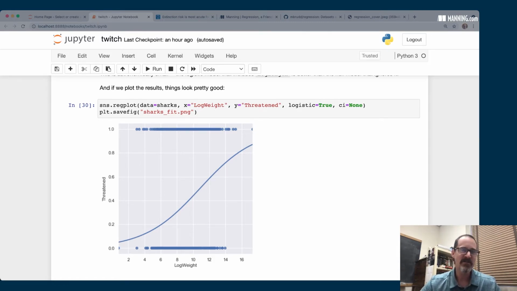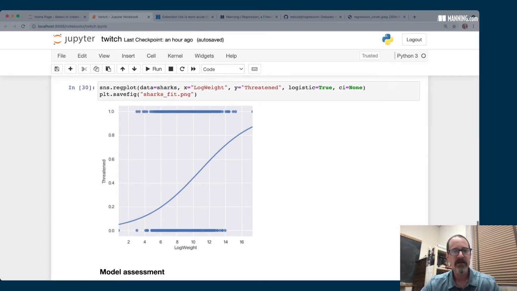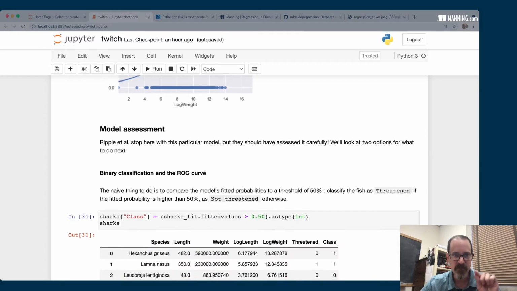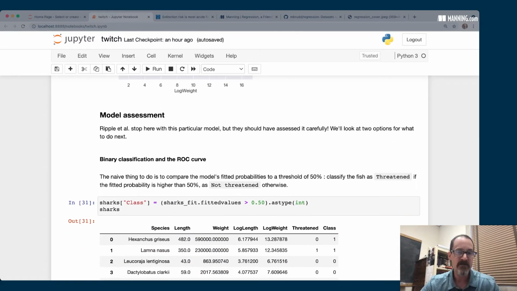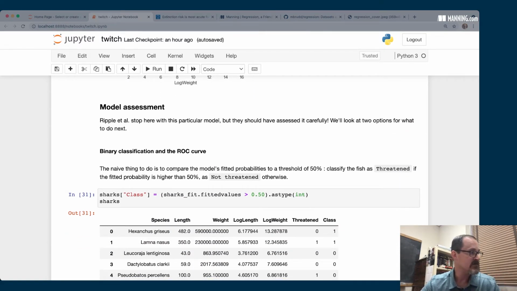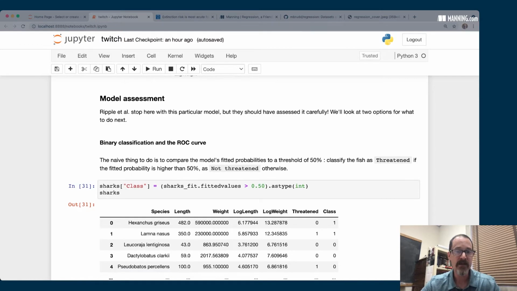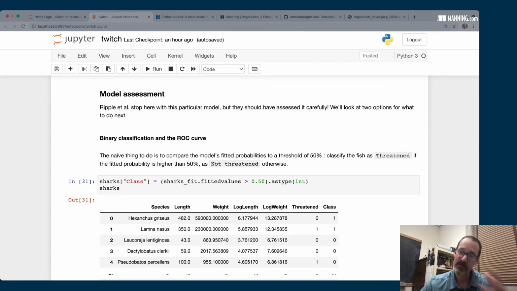So maybe I should have said if we plot the results, things look pretty good at first. But upon further inspection, you kind of wonder, okay, so now is where assessment comes in. The paper I mentioned stops there. It gets these models, and then it just stops, okay? Now they have other models, other classes of vertebrates, so they were doing a bigger project, but for this one class of fish, we should question whether the model fits very well.